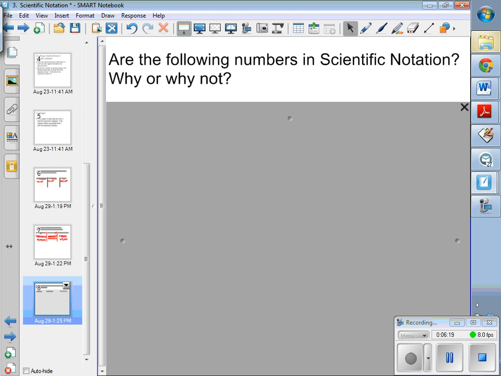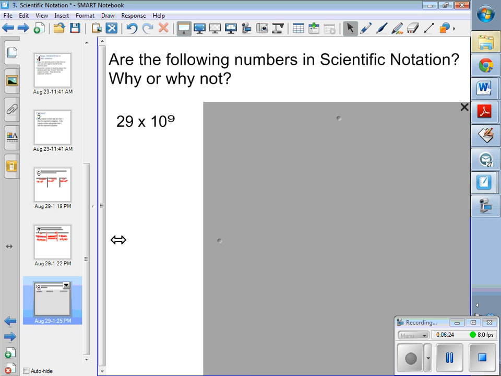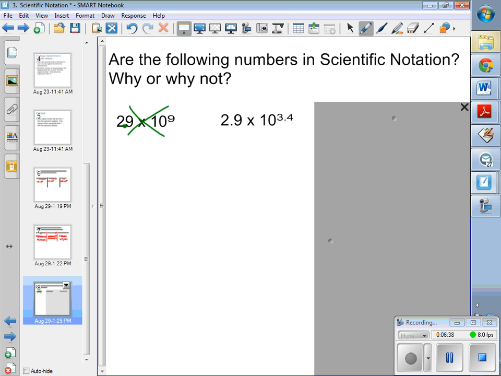Are the following numbers in scientific notation? Why or why not? All right, so looking at these, this one is not in scientific notation because in order to be in scientific notation, I must have a decimal there. That was not there, so this one is not. Okay? All right. This one, I have a decimal in my exponent. That is not legal, so the answer is no.